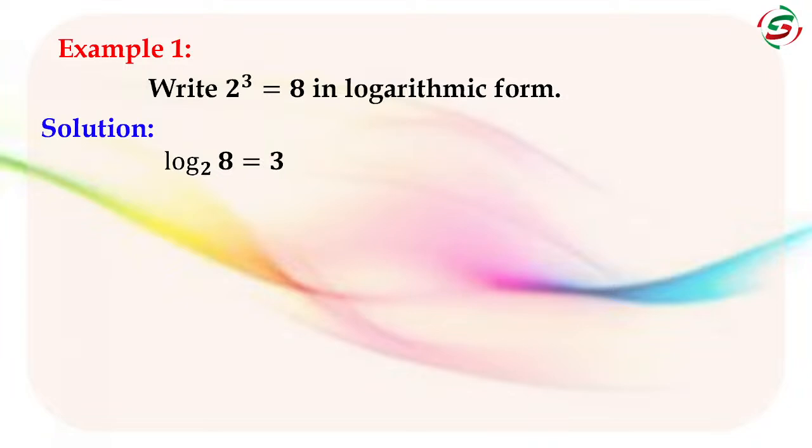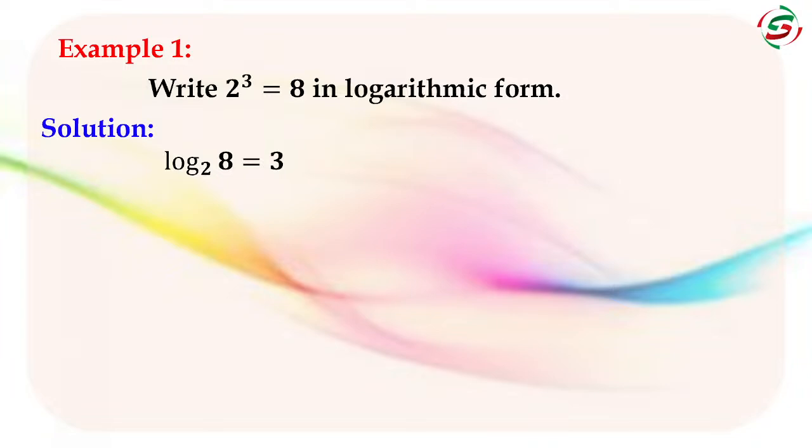Okay, write down. 2 to the power of 5 is equal to 32. Yes, Prashant, done. Tell me the answer. Base 2 is equal to 5. Correct? Log 32 base 2 is equal to 5.